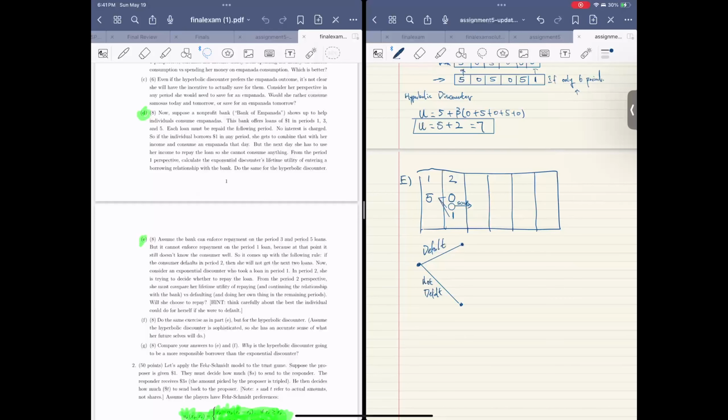From period 2 perspective, yep, period 2, would they just use 1 for the rest of the time? He can choose to either do 1 or save, right? So if he does 1, then he will have beta of 1 plus 1 plus 1 plus 1. If he saves, he will have beta of 5 plus 0 plus 5 plus 0. Right?